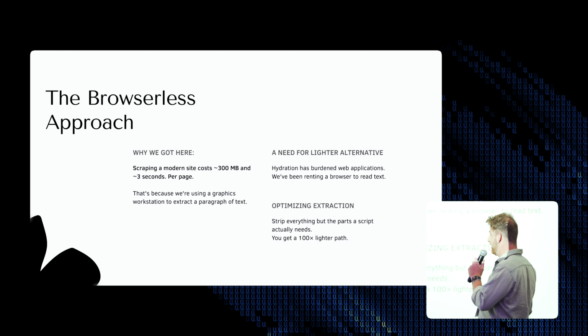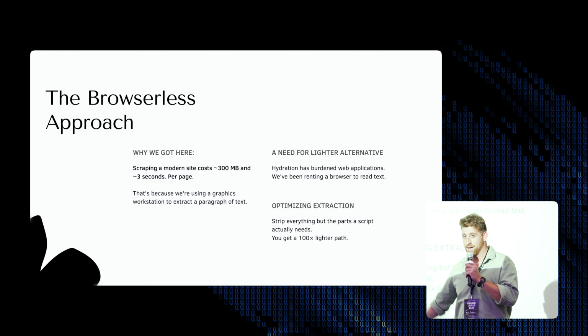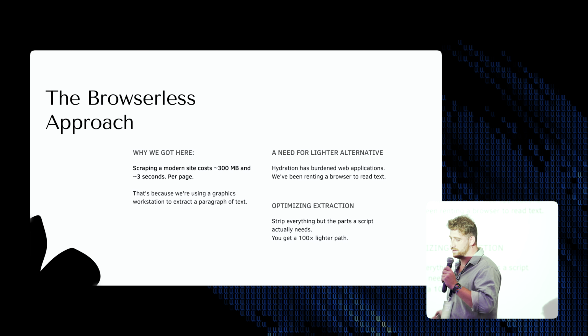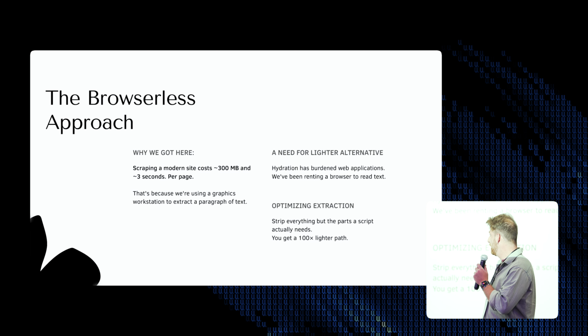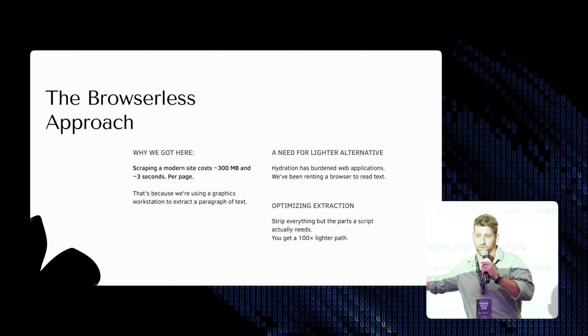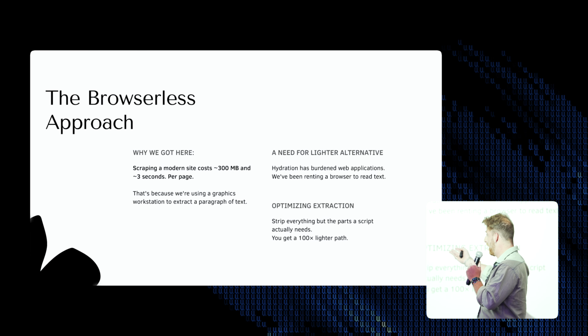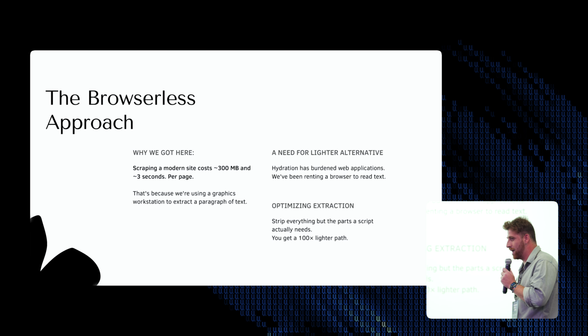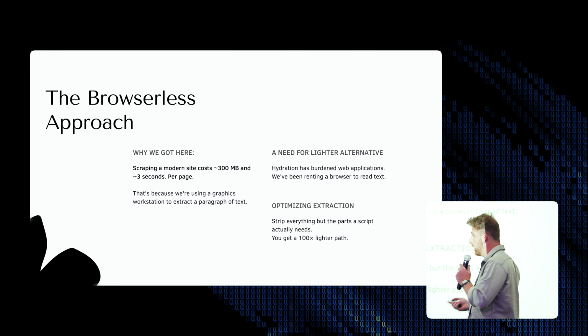So I understand that probably everybody knows that scraping a website using browsers takes a lot of memory, a lot of time. And when you're scraping millions, not just a couple pages, scraping millions in a minute, you can't really be using that when you just need a paragraph of text, because you're basically using graphics. I understood that when I did my own research, and I understood that we need a lighter approach.